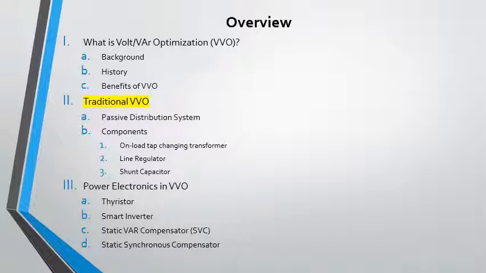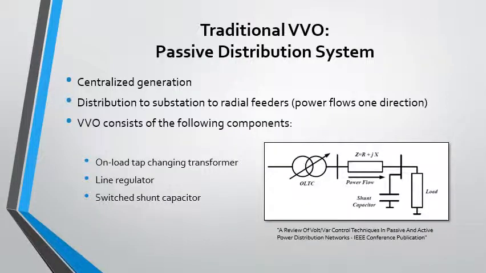Point number 2, traditional VVO. Traditional Volt-VAR optimization was designed around a passive distribution system. This meant that power generation was done centrally and distributed out to substations and radial feeders. This meant that power flow is typically just in one direction. Now, VVO consists of the following components: on-load tap-changing transformer, line regulators, and switched shunt capacitors.